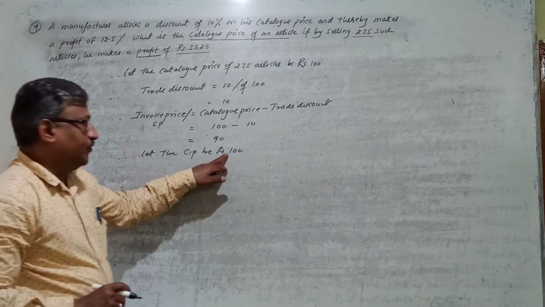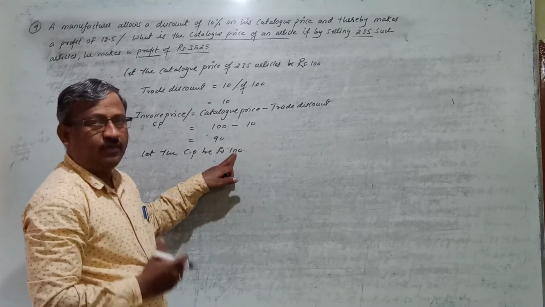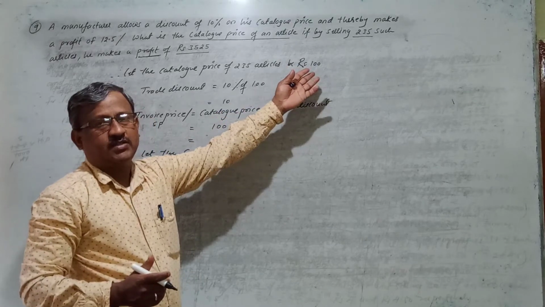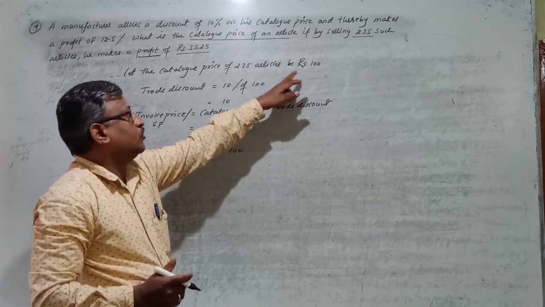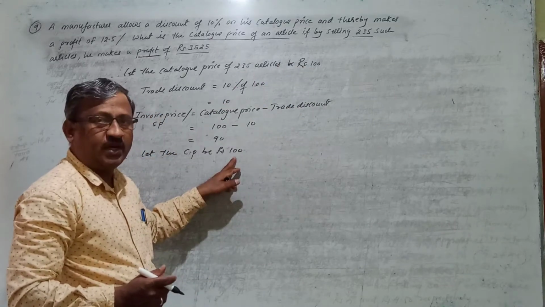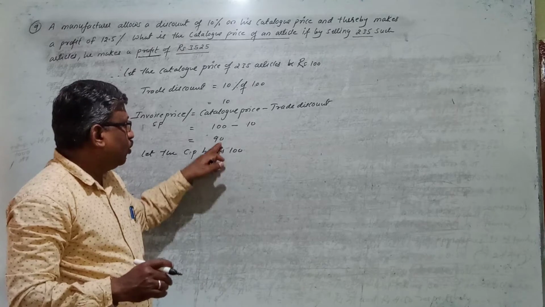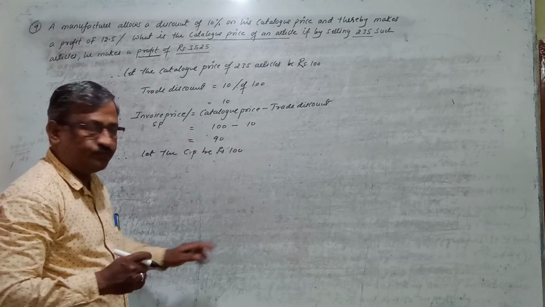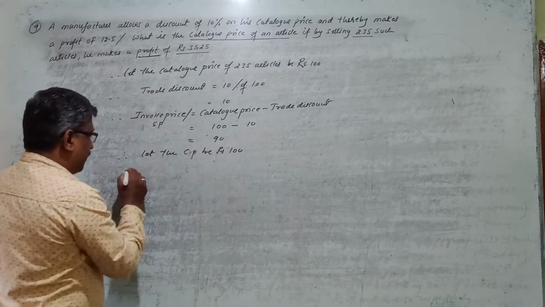Don't get confused: here we are assuming cost price as 100, whereas earlier we assumed the catalog price as 100. That was the catalog price of 235 articles. Why have we assumed 100 again? That reason we have to remember. To remove the profit out of 90 rupees, again we are doing this assumption. Clear?